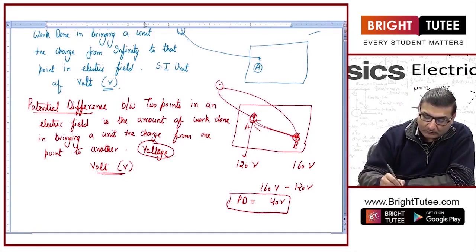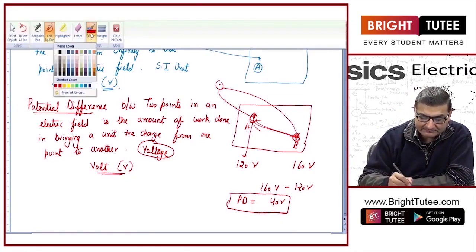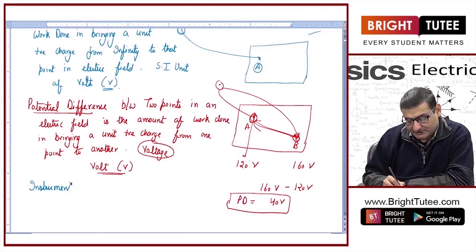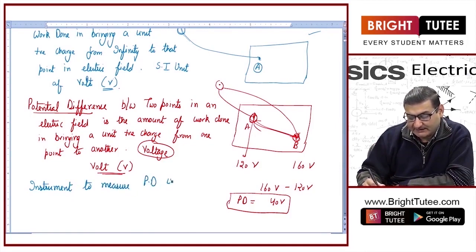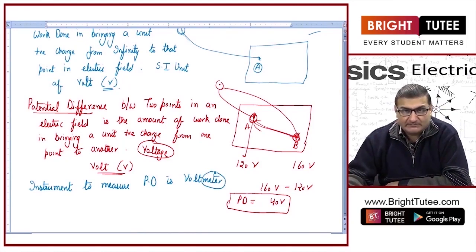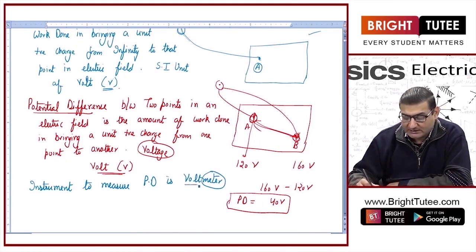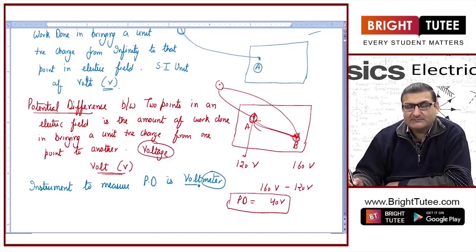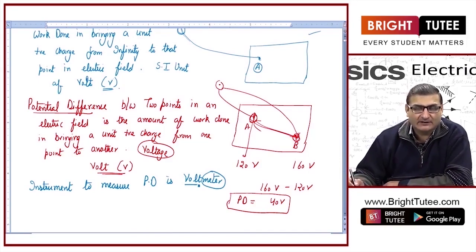Now two more things that we need to relate over here. First thing, there is an instrument to measure this potential difference in a particular circuit. That instrument is the voltmeter. Meter, you are aware, means to measure. What? To measure volts. Volts is the unit of potential difference. So to measure potential difference, this voltmeter is used.